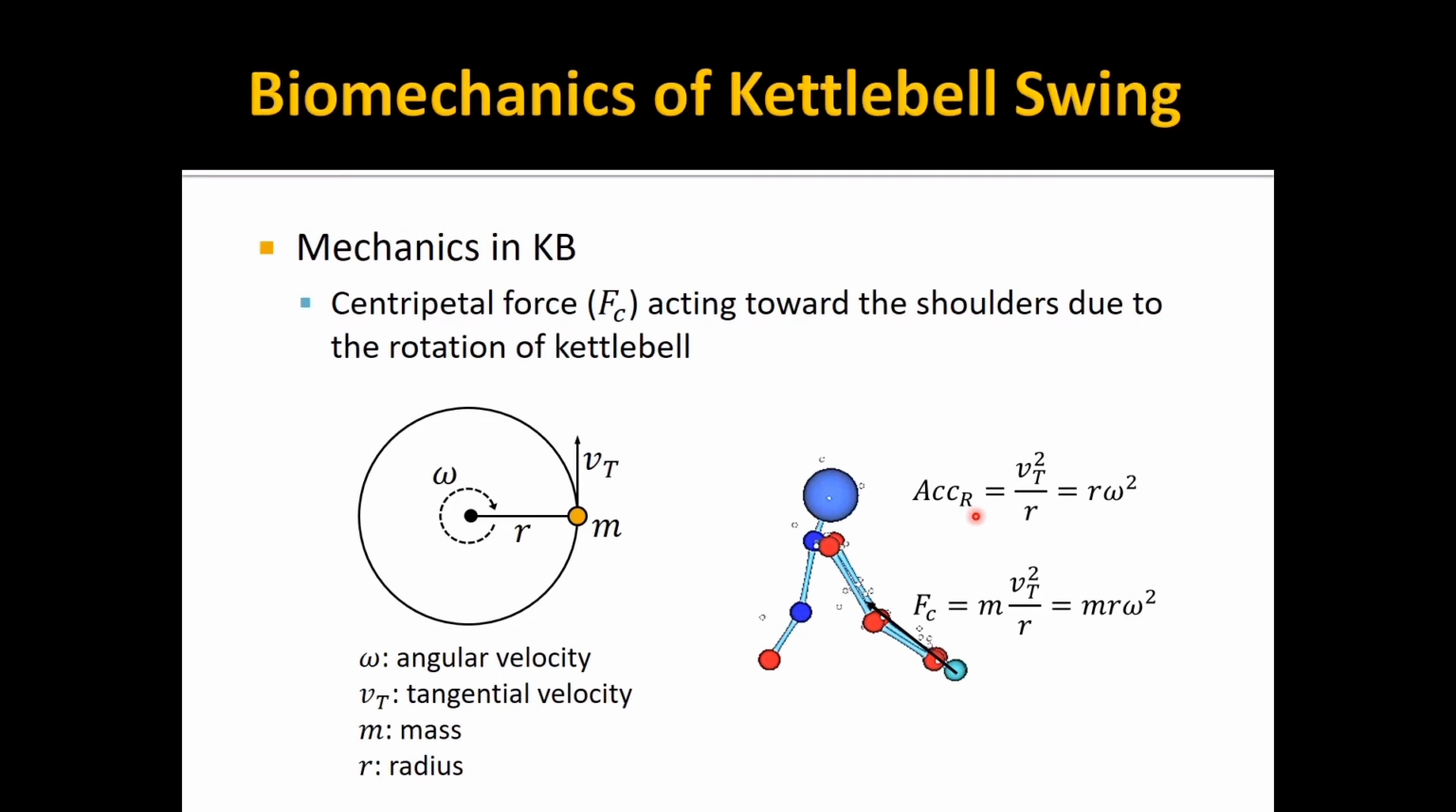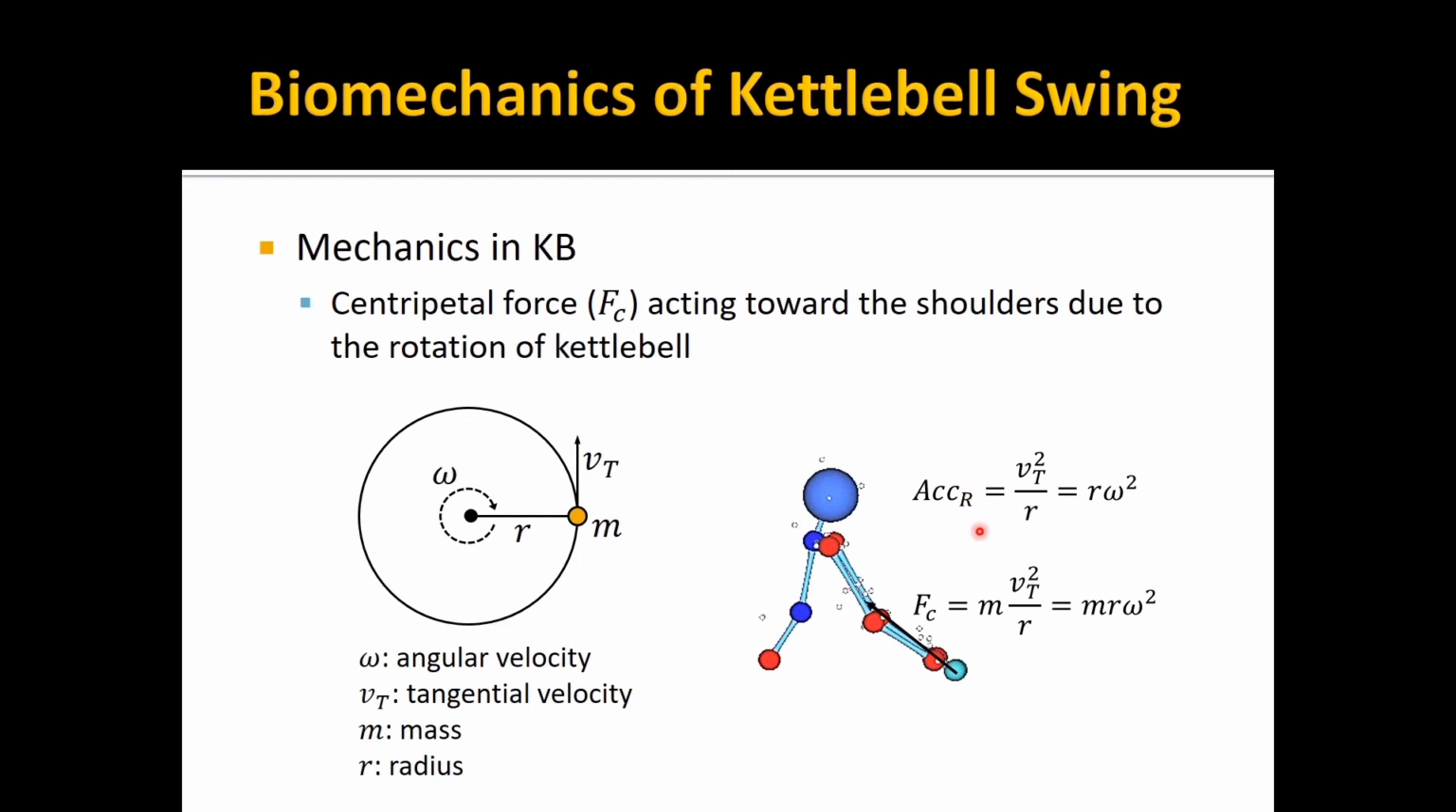The radial acceleration means the acceleration acting toward the rotation center, assuming that in this figure the shoulder joint is the rotation center. Radial acceleration can be calculated using either tangential velocity squared over radius, or radius times angular velocity squared. Depending on the information provided, we can use either of these to calculate the radial acceleration. Then, based on Newton's second law of motion, F is equal to ma.